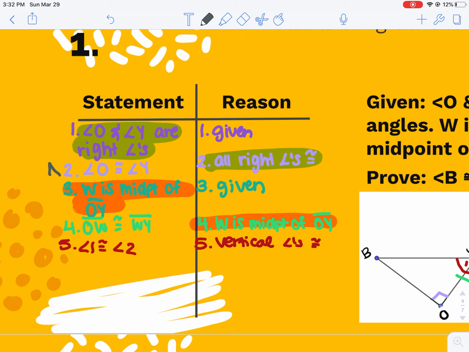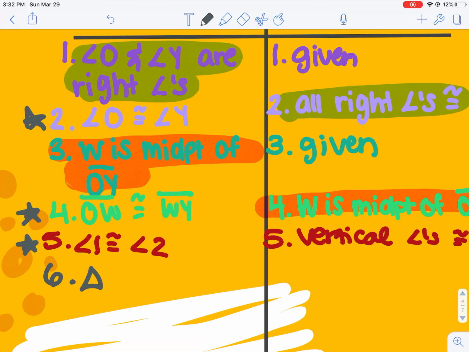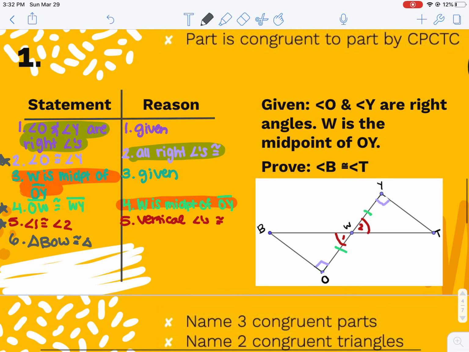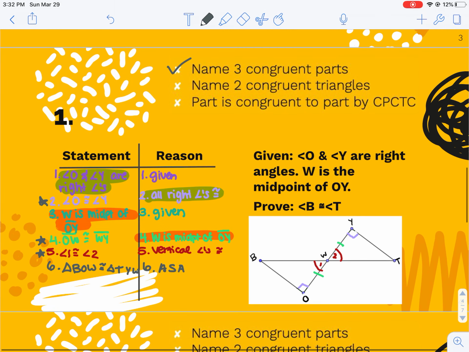I have 3 congruent parts now. I have those angles congruent, this side, and these angles. So I've named my 3 congruent parts. Now I'm going to say this triangle is congruent to that triangle. So I'm going to say triangle BOW is congruent to triangle B matched up with T, O matched up with Y, W matched up with W. I had 2 angles and the side in between them. So it's angle, side, angle. All right, I've done that step.